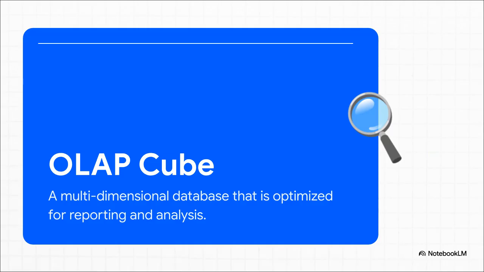So what is it really? Well, at its heart, an OLAP Cube is a special kind of multi-dimensional database. But I want you to just forget everything you know about slow, clunky, traditional databases. This thing is built for one single purpose: getting you answers to your business questions, and getting them fast.